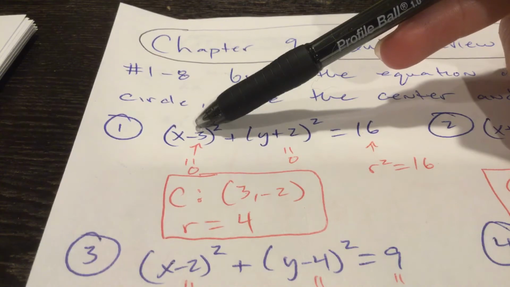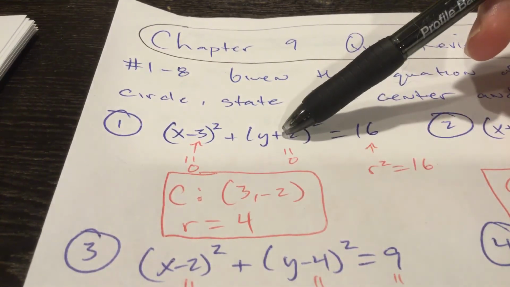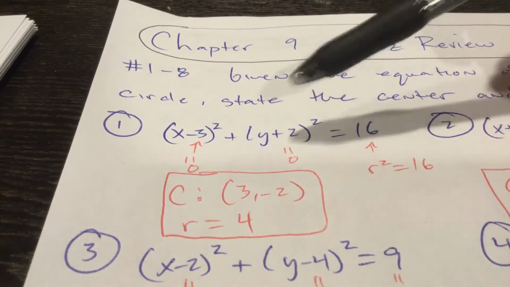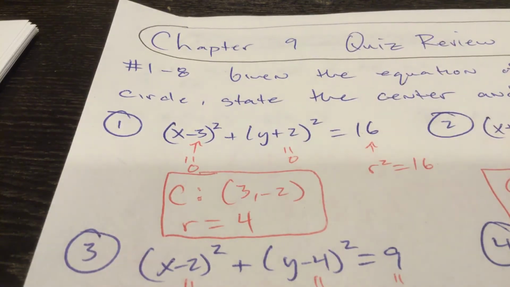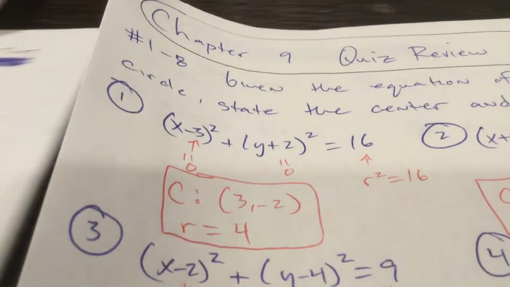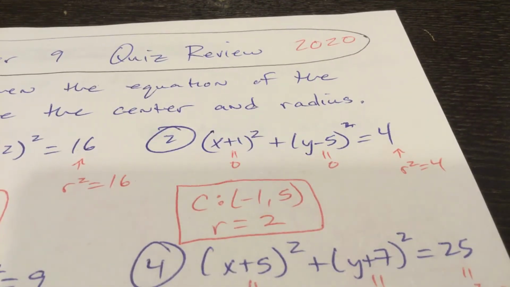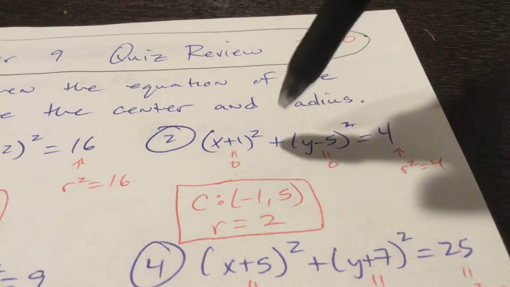You set x minus 3 equal to 0. So the center is 3, comma. You set y plus 2 equal to 0, negative 2. The center is positive 3, negative 2. If r squared is 16, then r is 4. And that is how, given the equation of a circle, you find the center and the radius. You won't do any graphing here. We'll just find the center and the radius, and then we'll do the opposite later on.